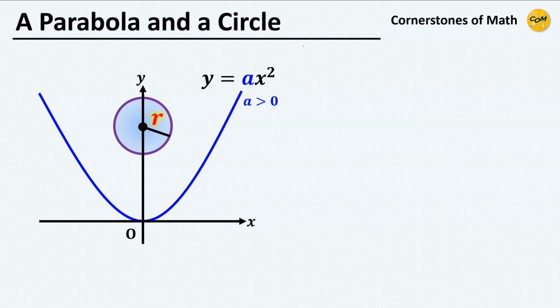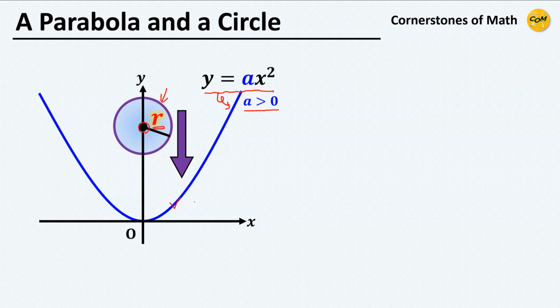Let me explain today's problem. Suppose that we have a two-dimensional parabolic container y equals ax squared, where a is a positive real number. And we have a circle with radius r with its center located on the y-axis. And we want to lower this circle as far as it can go. That is, until the circle touches the parabolic container.